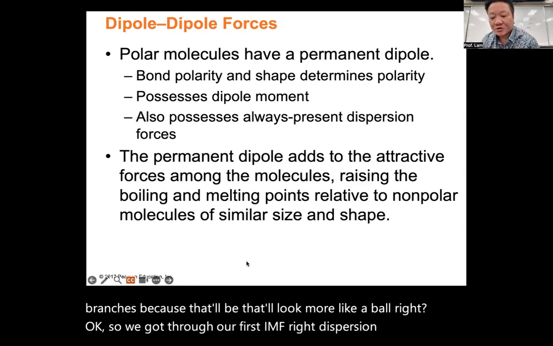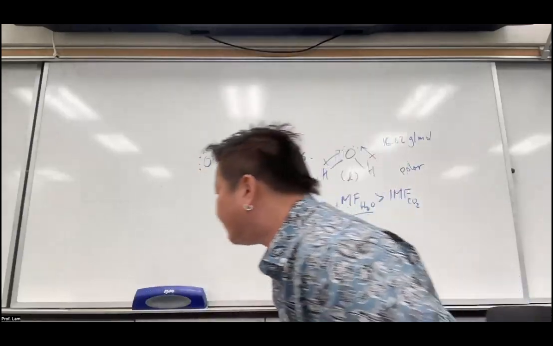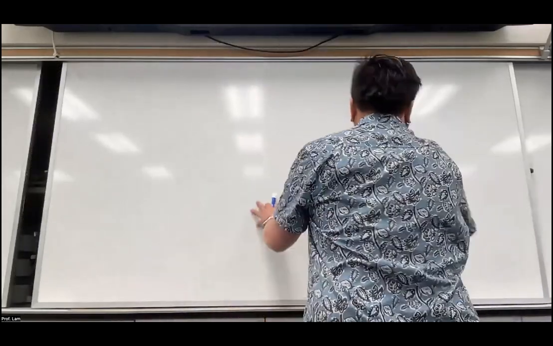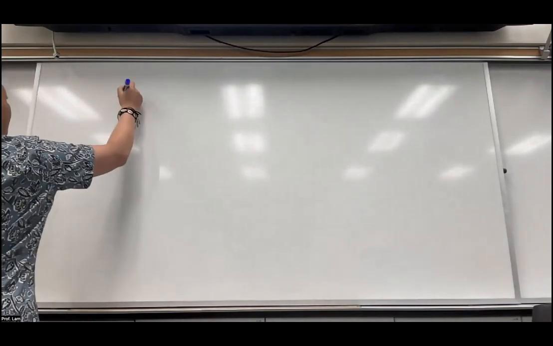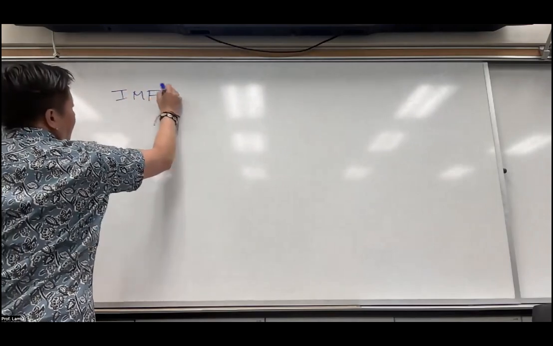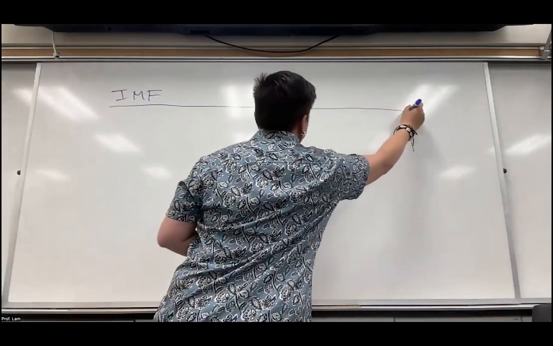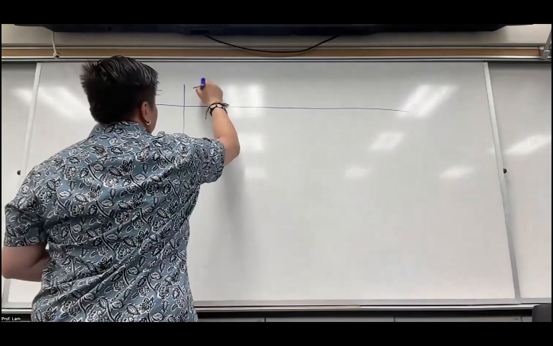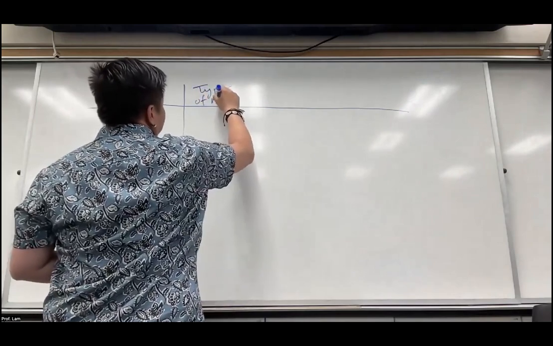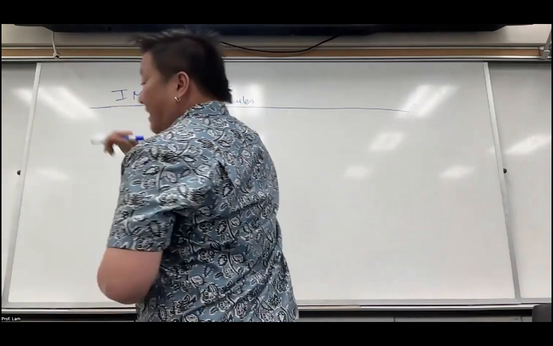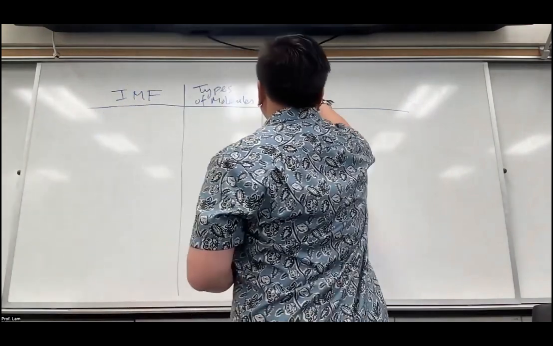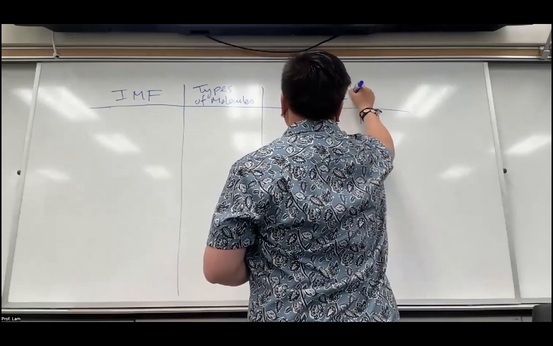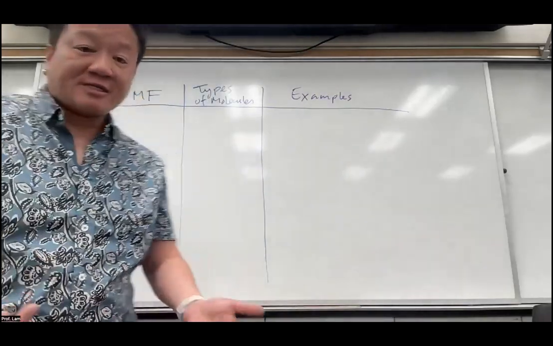Let's go to the board. We are going to make a table. First column, let's call it IMF. Second column, types of molecules that would exhibit that IMF. And third column, examples. So we just did dispersion.